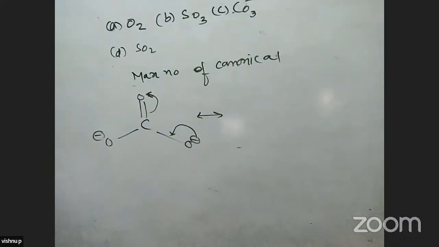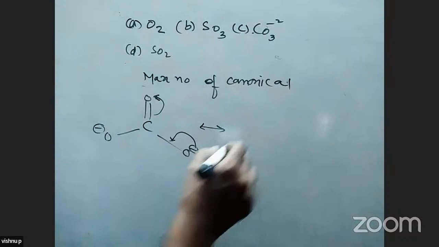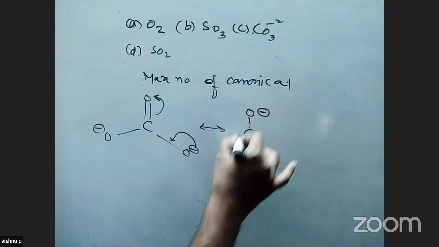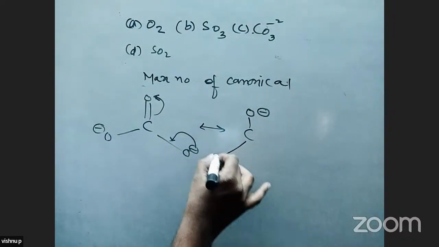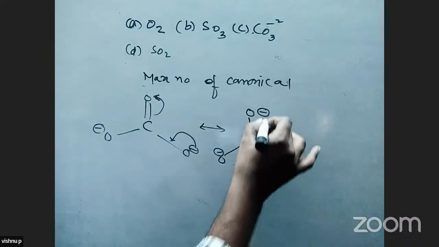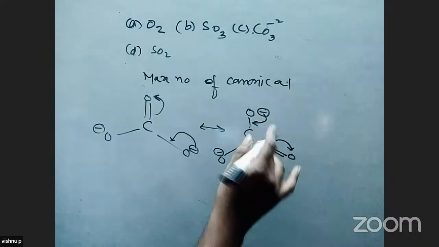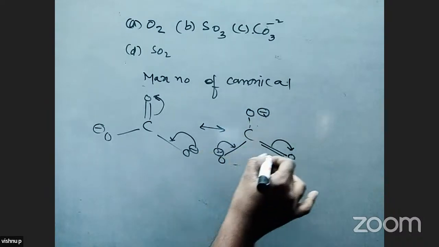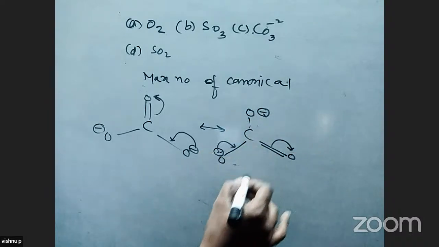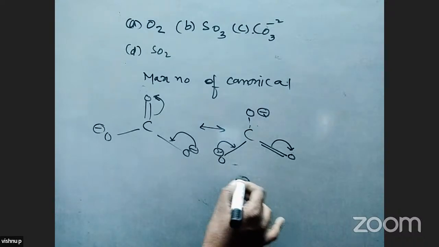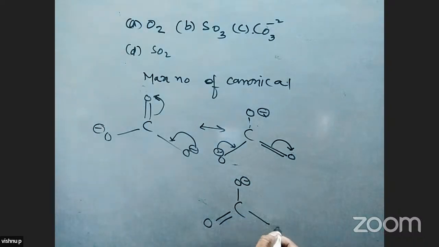Canonical forms are indicated by a double-headed arrow. Canonical forms are also called resonating structures. O minus, double bond. Again this is transferred, and these electrons enter here. What is the next structure? O minus, double bond, O minus. So how many canonical forms are possible? Three canonical forms are possible because the number of conjugated positions is 3.